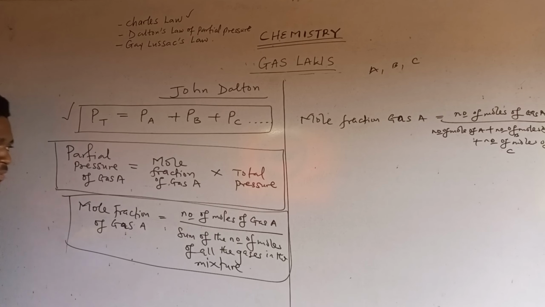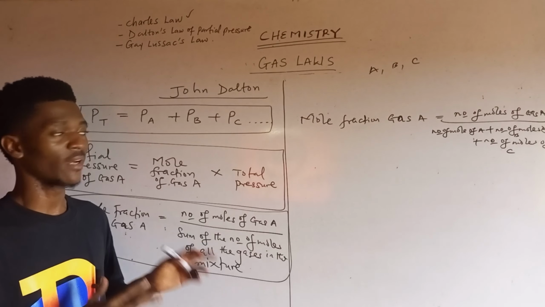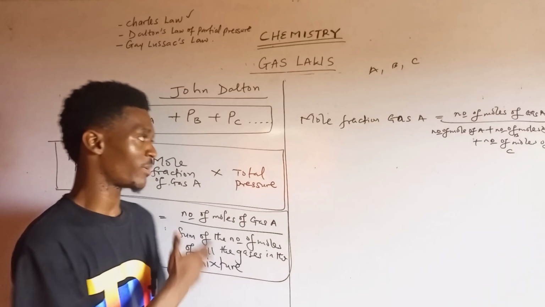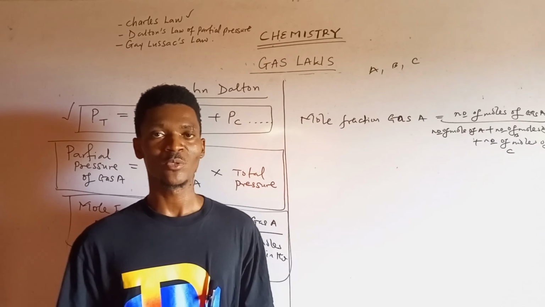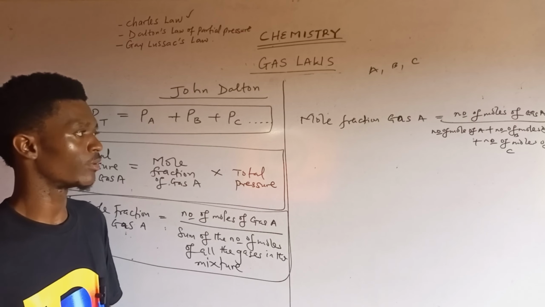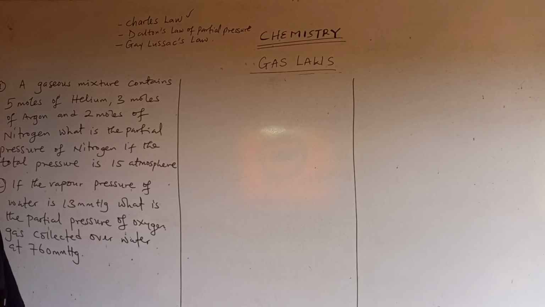That's just the implication. All right. So if you know these three formulas, then you can attempt questions on Dalton's law of partial pressure. So we are going to look at questions on Dalton's law of partial pressure applying these formulas. On the board, we are having two questions. Question 1. A gaseous mixture contains 5 moles of helium, 3 moles of argon, and 2 moles of nitrogen. What is the partial pressure of nitrogen if the total pressure is 15 atmosphere?